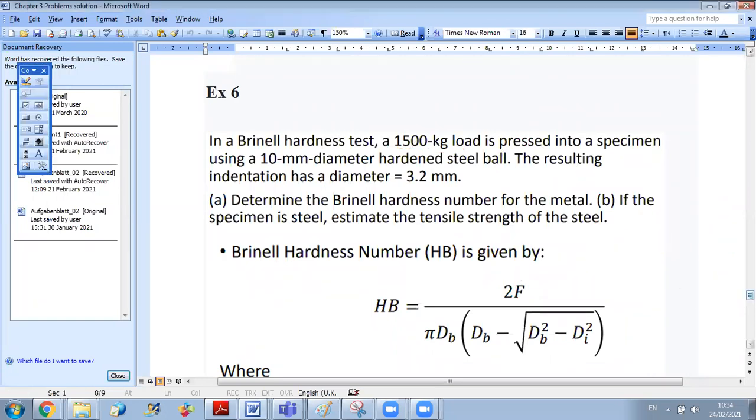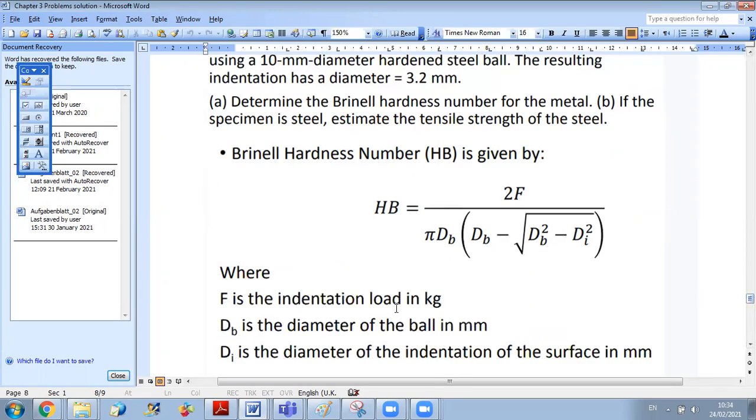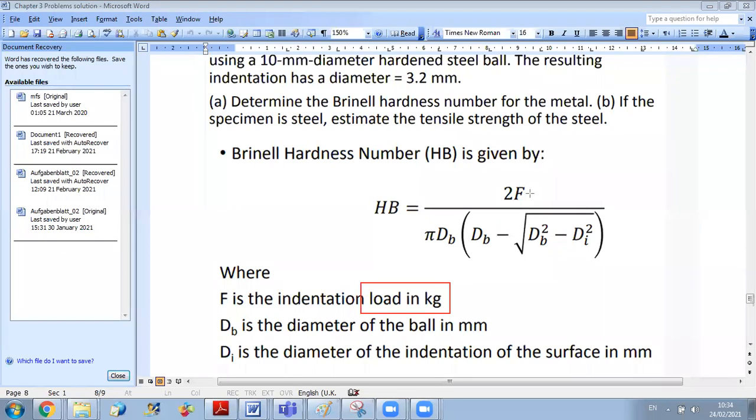Now, Doctor, if they give us the mass, we don't multiply it by g, we keep it as mass? Yes, we should keep it in kilogram as a mass, because F is the load in kilogram. Pay attention for this. Never put Newton. Never put the value in Newton here, because it will give you wrong results.